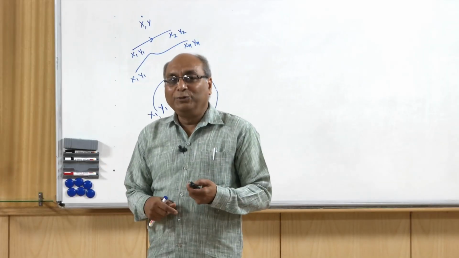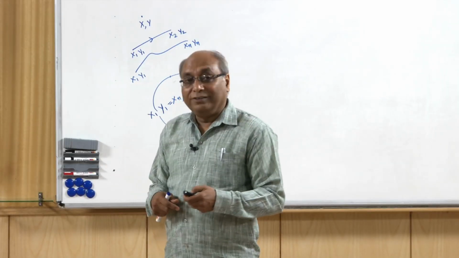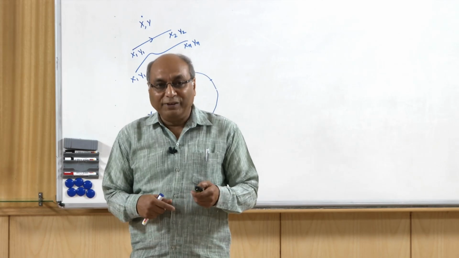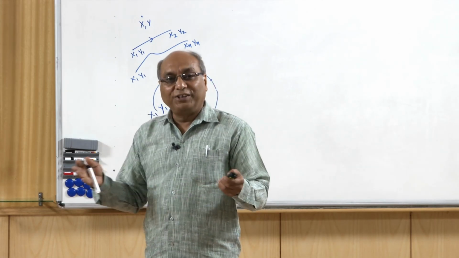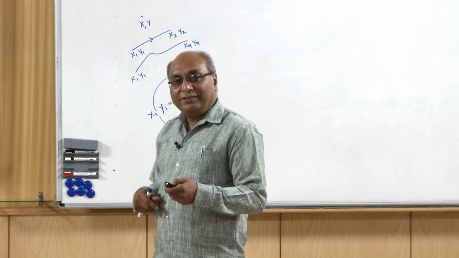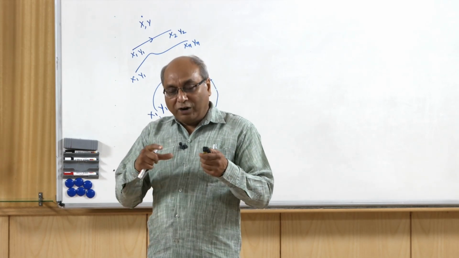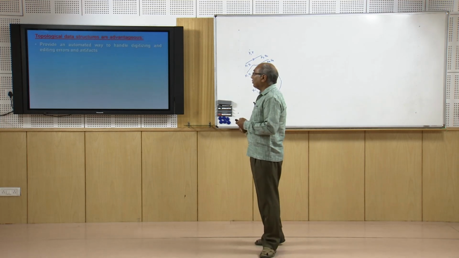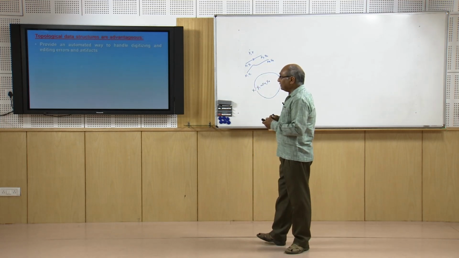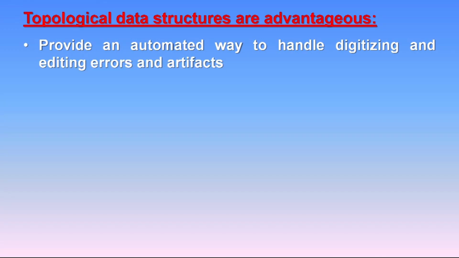In our day to day life also, it is a human tendency, we always try to keep as much information about neighbors as possible. So the same thing in GIS science or technology: once the data has information about neighbors, then this relationship can later be exploited during analysis and some good results can come. So topological data structures have advantages, providing an automatic way to handle digitization and editing errors and artifacts.